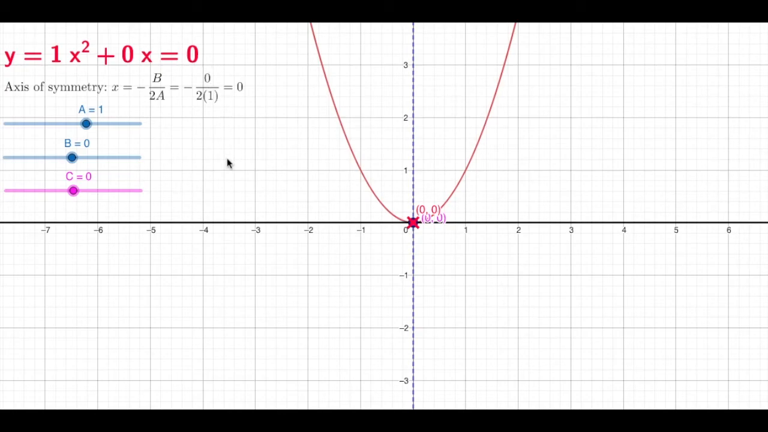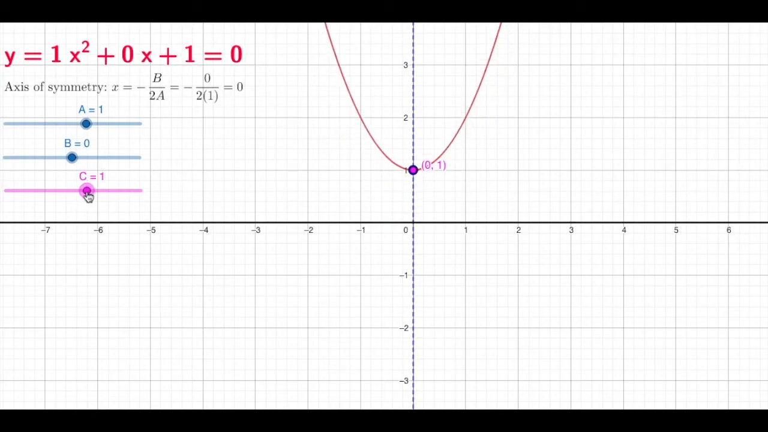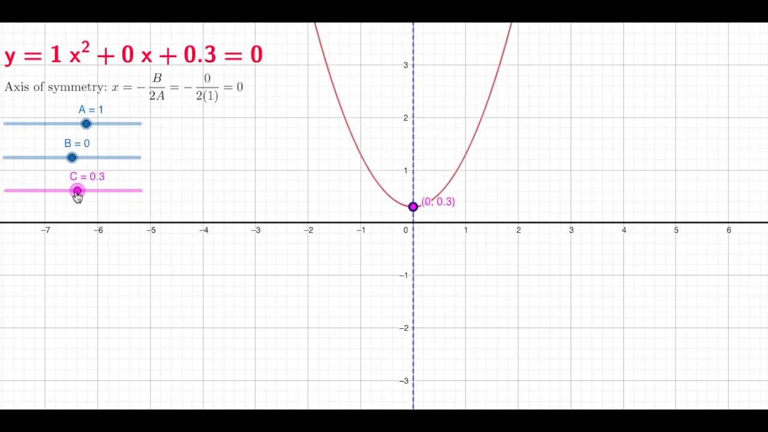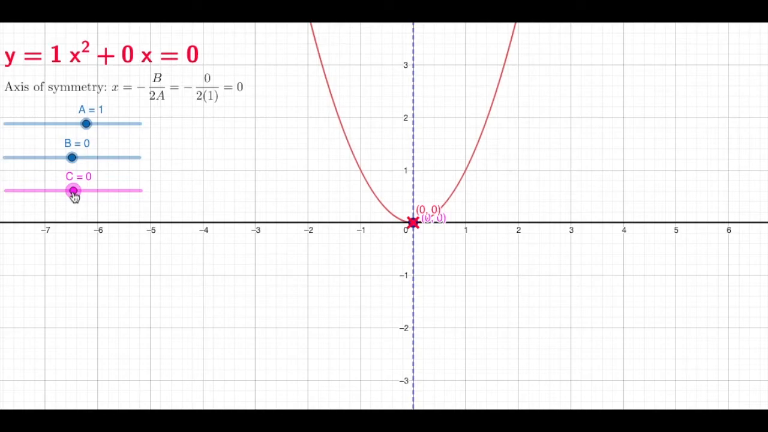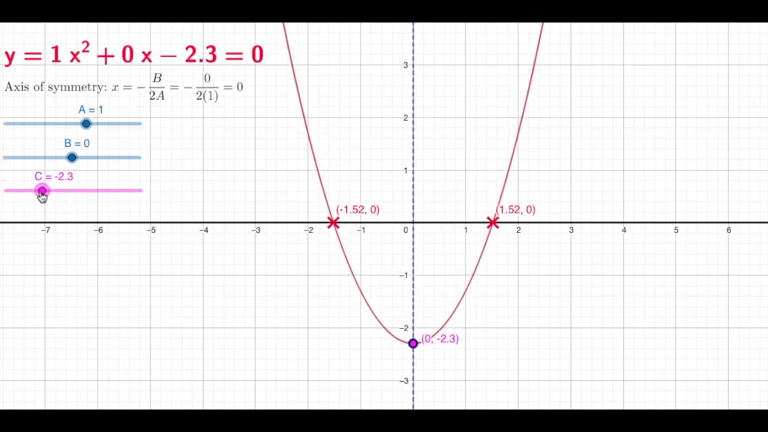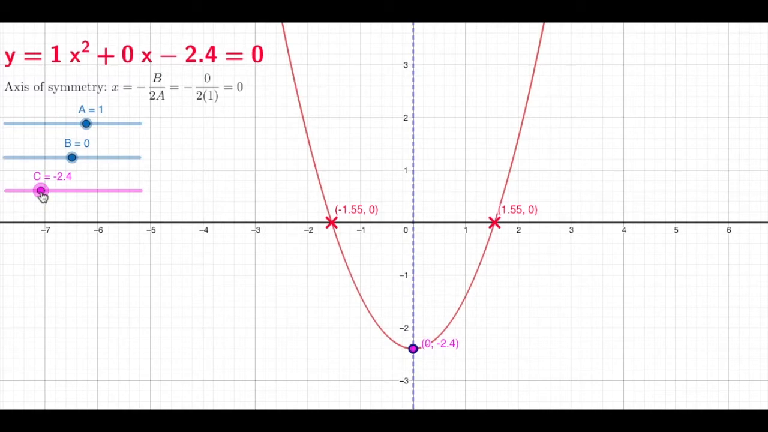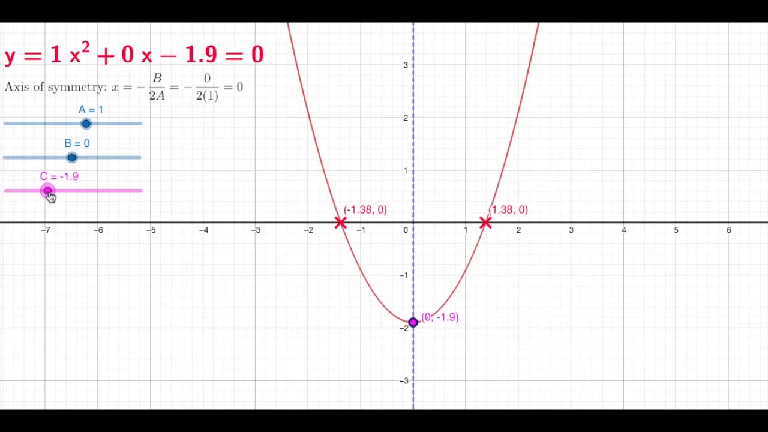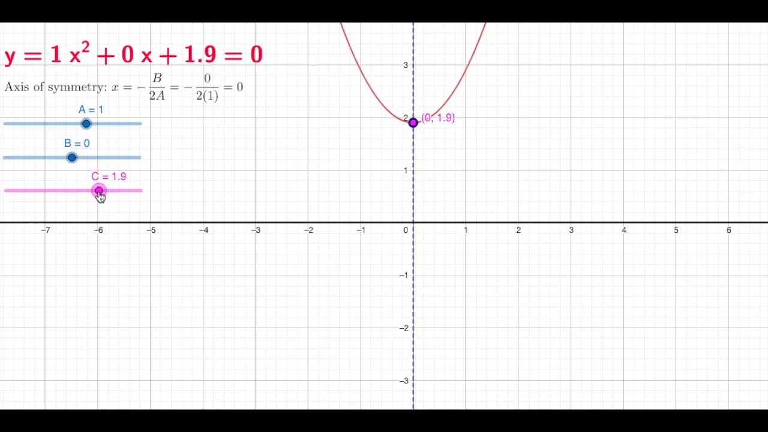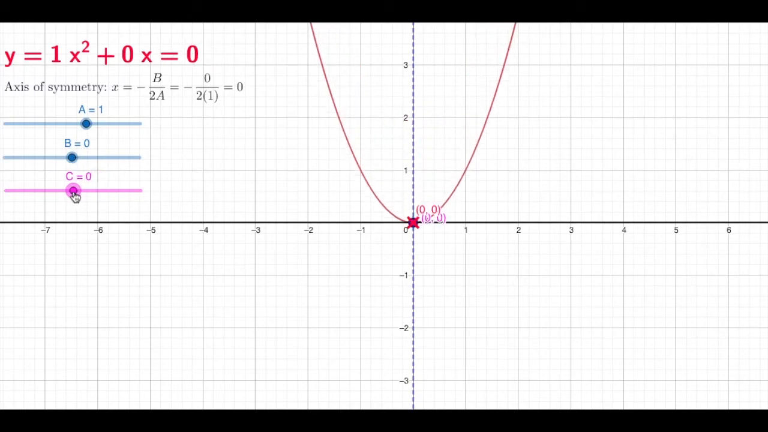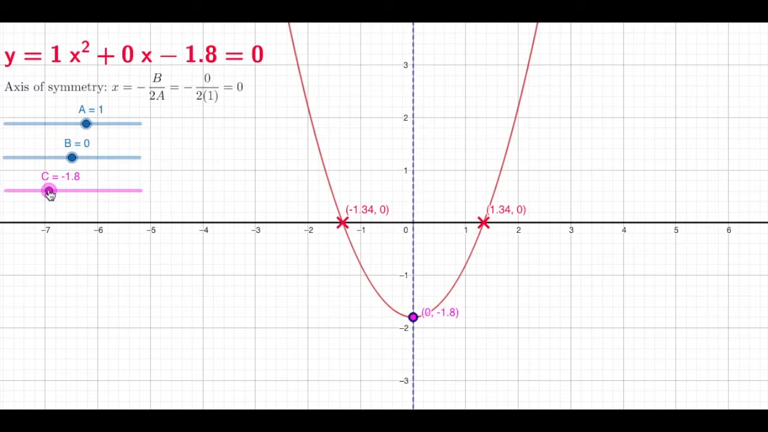Remember, there's three different scenarios. We can have no solutions, which is when the function does not cross the x-axis. We can have exactly one solution, which is when you have a so-called repeated root, or you can have two solutions. So notice if I just shift the parent function up and down by changing the c value, I go from no solution to one solution to two solutions.